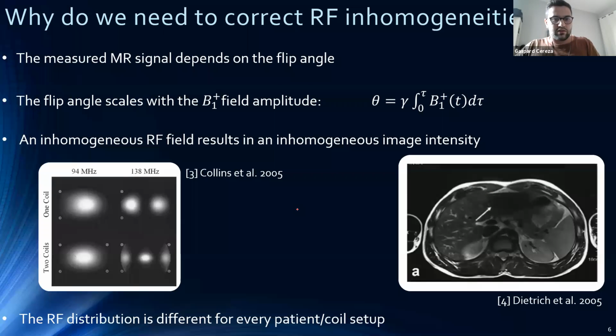So another thing to take into account, and that will be really important for what we will see next, is that the RF distribution is different for every patient. And also it will depend on the coil setup, the position of the patient in the coil setup. So every patient will have a different effect on the RF field.